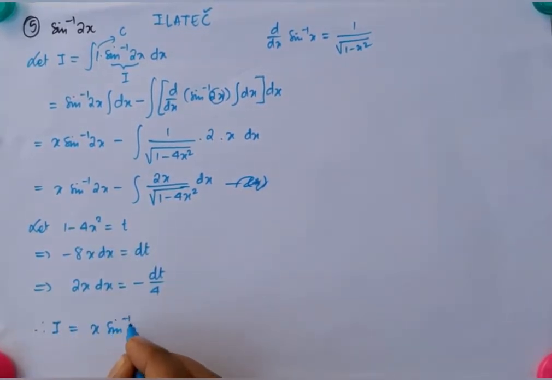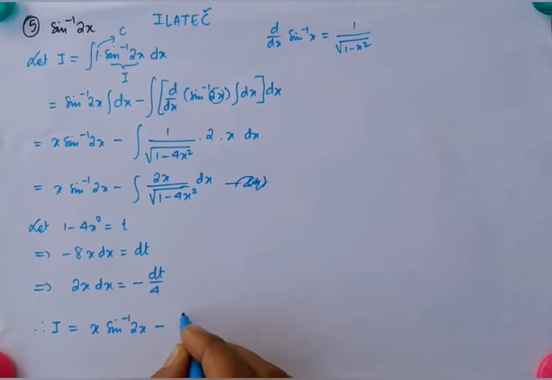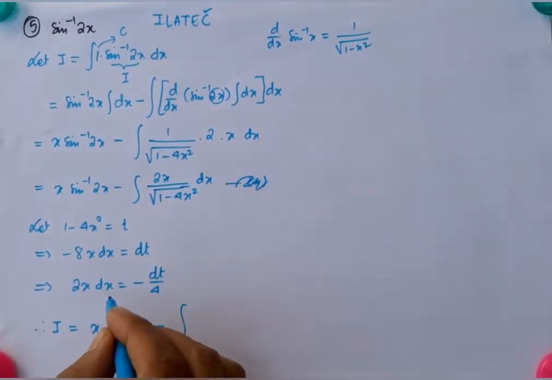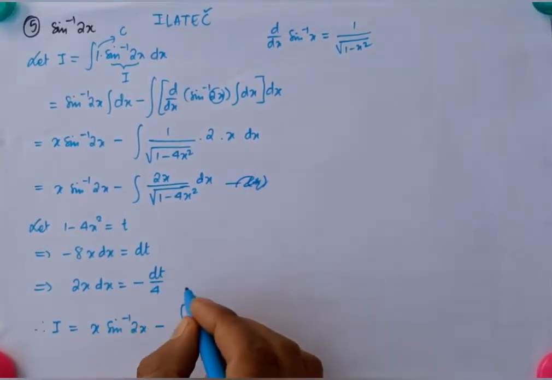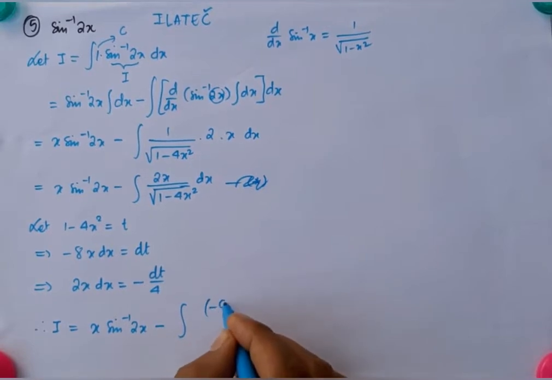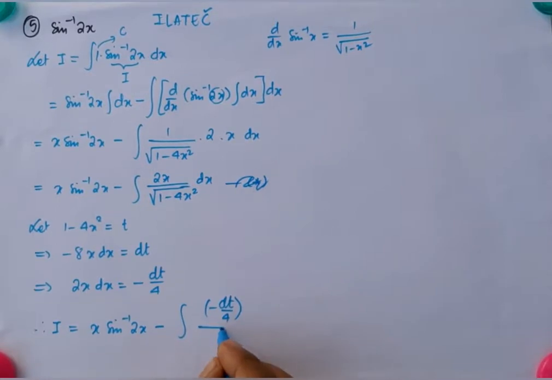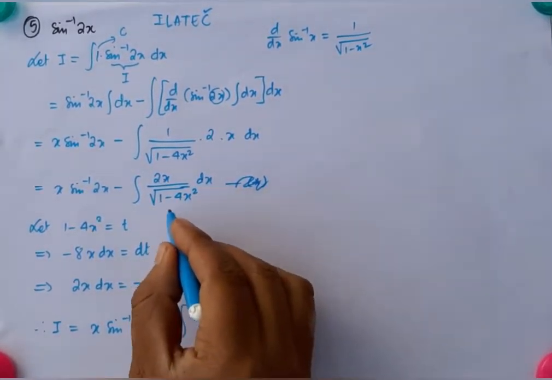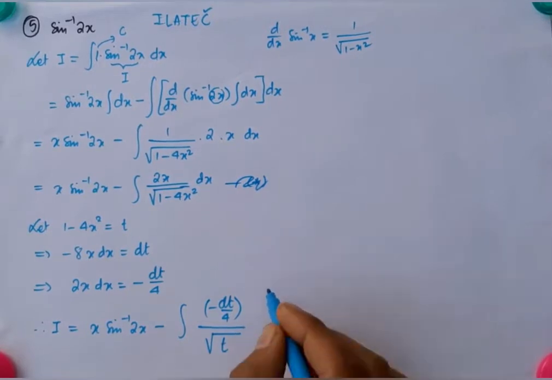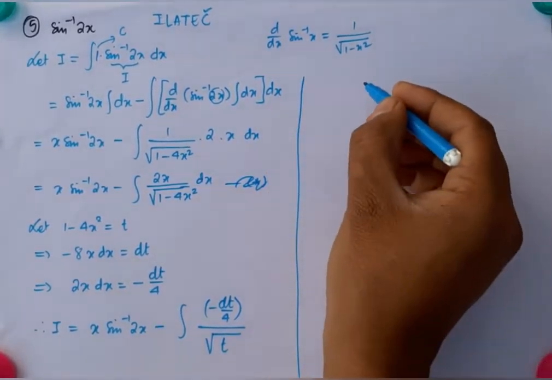So x sine inverse 2x minus integral 2x dx can be written as minus, okay, let me write it fully. So minus dt by 4 instead of 2x dx. So in the denominator we have square root of, what is this? 1 minus 4x square is t, isn't it? So this is there. Let me do the remaining part here.